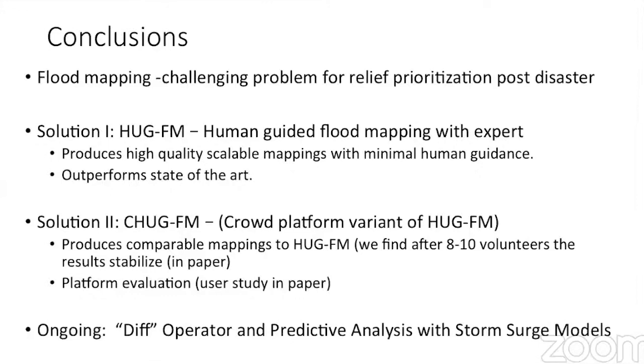As I mentioned up front, this is a challenging problem for relief prioritization post-disaster. What we talked about very, very briefly here are 2 strategies. One that seeks the guidance from an expert. It produces high-quality, scalable mappings with minimal human guidance. As I said, in the context of the expert, for some of these images, we only needed to get information from 2 or 3 markers.